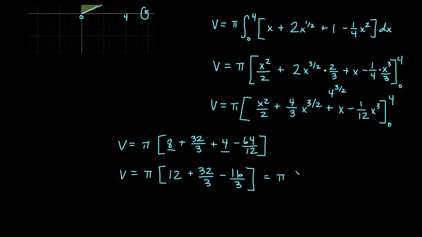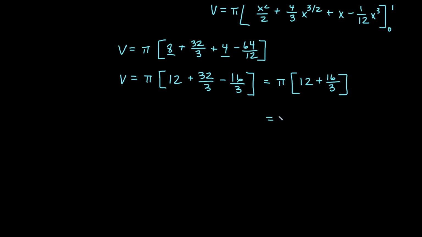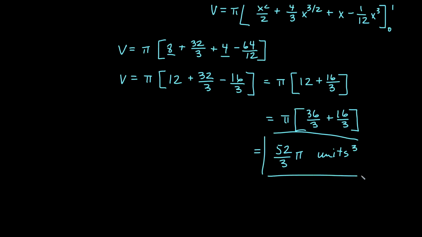So that's going to be pi times 12 plus 16/3. And then if we do a quick common denominator to finish this out, we will get pi times 36/3 plus 16/3. And when we add those together, we will get 52/3 times our pi, and we have generated a volume, so this should be units cubed, and if they give us specific units, then we would answer, but otherwise we'll just say units cubed to denote volume.